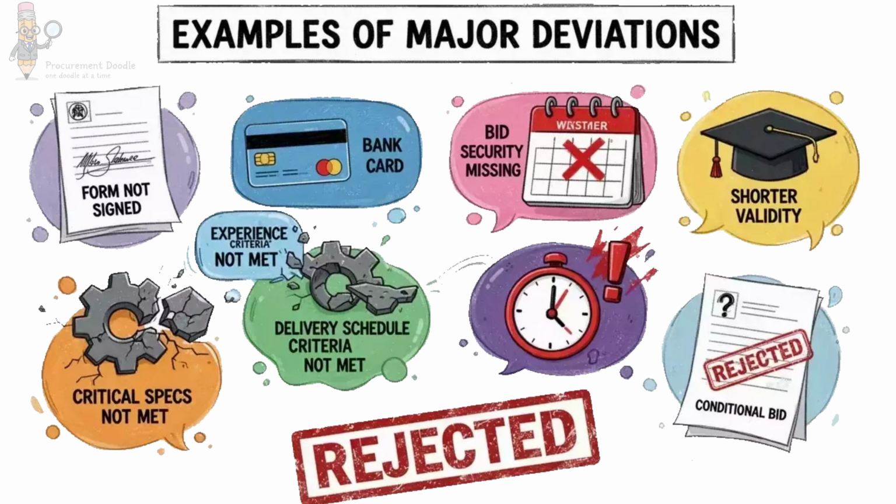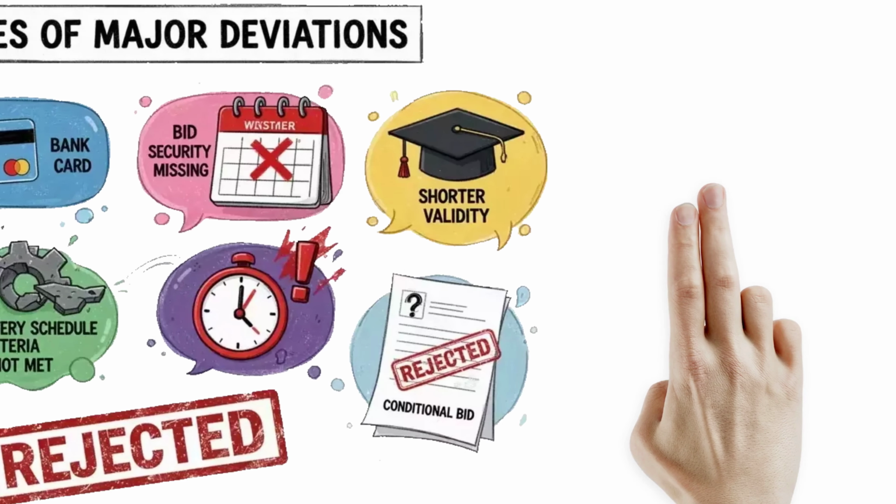Remember these critical points. If any of the conditions we just covered are identified as a major deviation, the bid is considered non-responsive. The consequence is clear and automatic: immediate rejection from the evaluation process. Failure on any single major point means the bid goes no further.